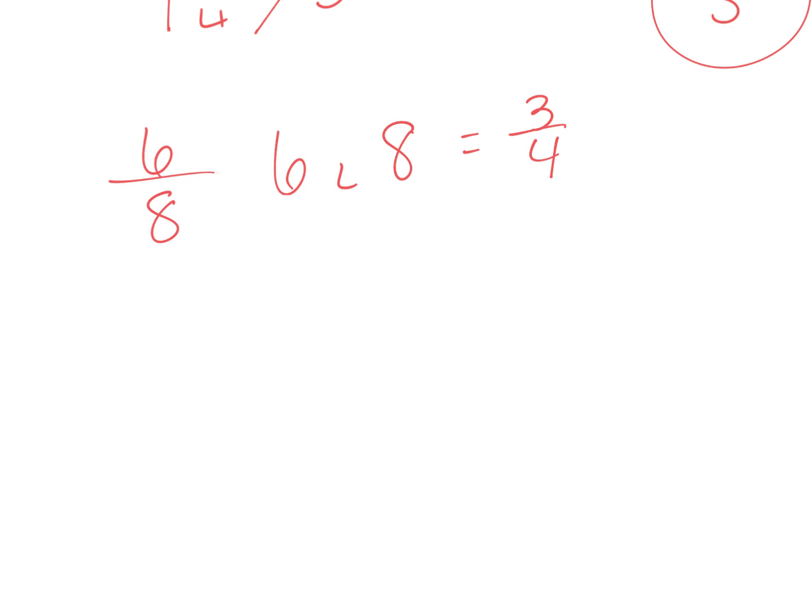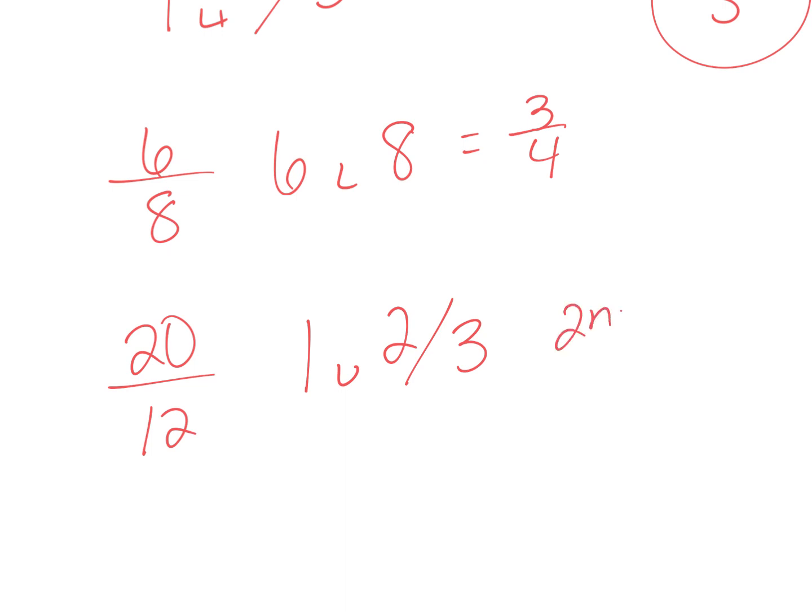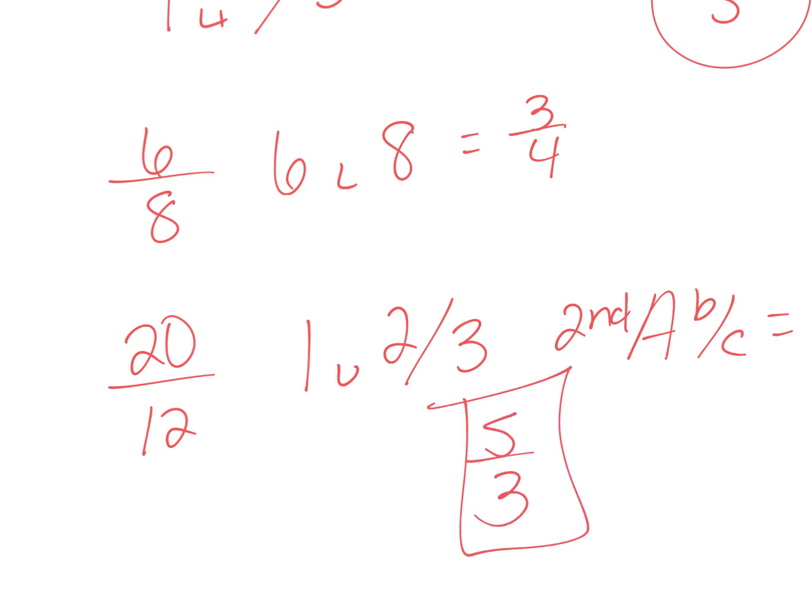Let's do 20 over 12. So you're going to reduce it, and it ends up giving you 1 2/3, right? So then hit the second ABC button and then enter. Second ABC, enter, and it should give you 5/3. Okay, that's it.